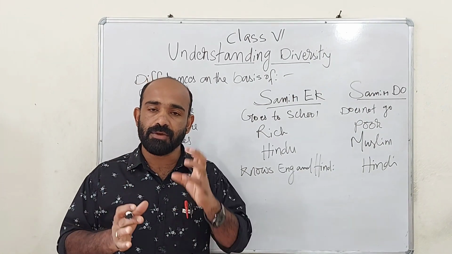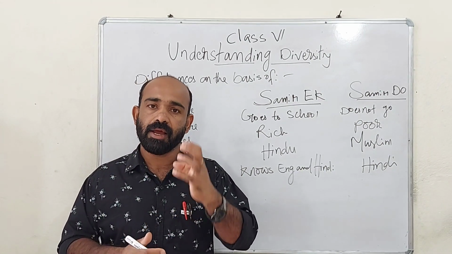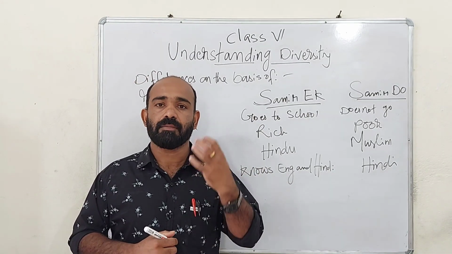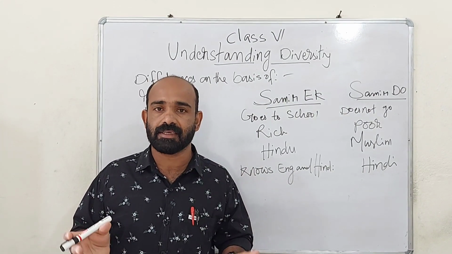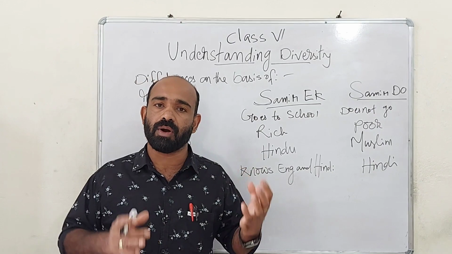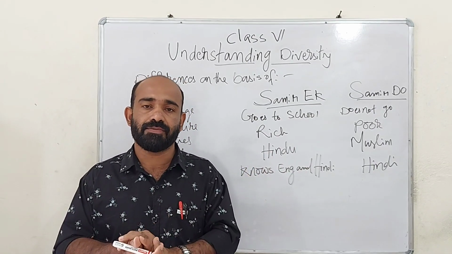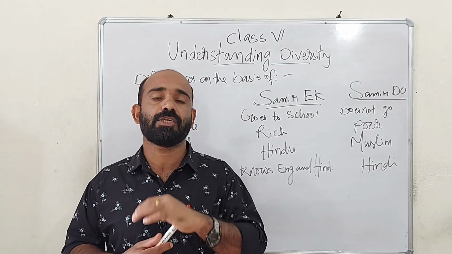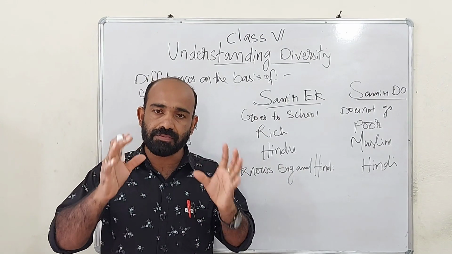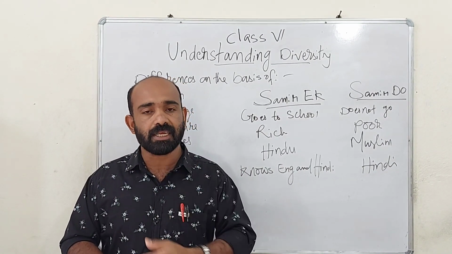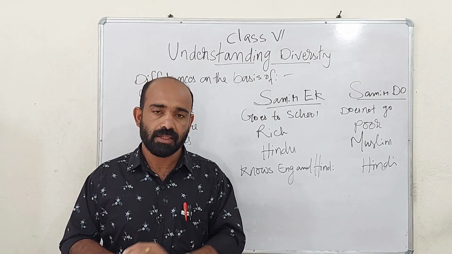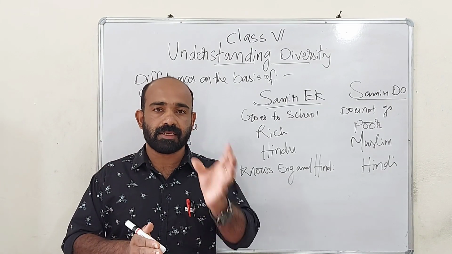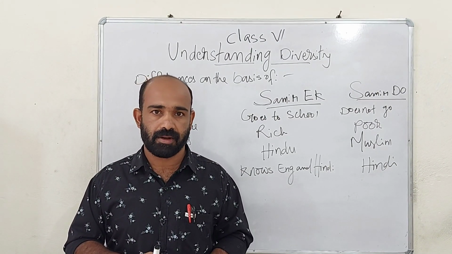So in a society, if there are different types of people, like people who believe in different religions, speak different languages, follow different cultures, eat different types of foods, do different types of jobs, wear different types of clothes, and come from different regions, such people can be called diverse people. If there is such a society, that society is called a diverse society. That is called diversity. Basically, diversity means the differences among people.